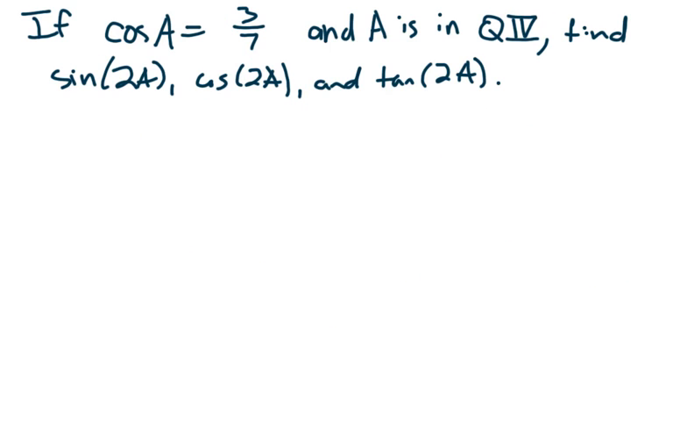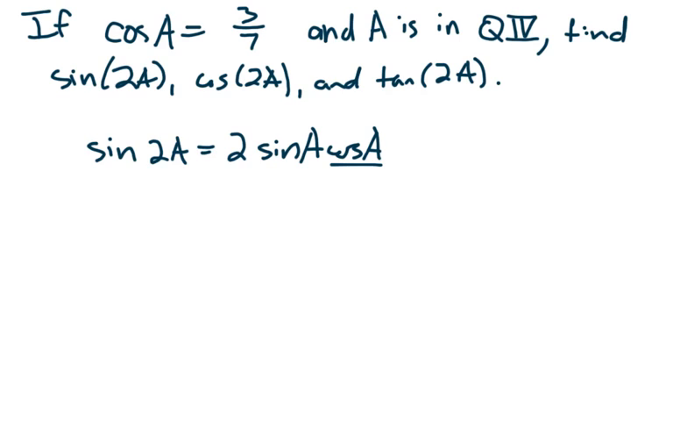So let's do our next real example. If cosine of A is given, not A, but the value of cosine at A, the output, 3 over 7, and A, the angle, is in the fourth quadrant, find these double angle trig values. So if we want sine of 2A, I'm going to need sine of A and cosine of A, but I don't have both of those. I have cosine of A, and I need to find sine of A.